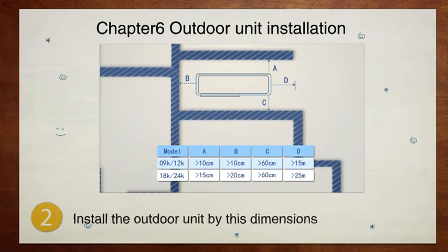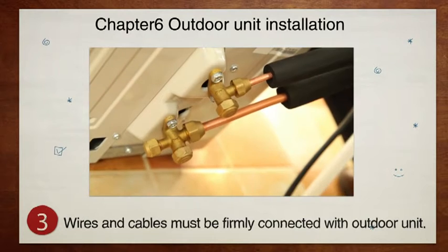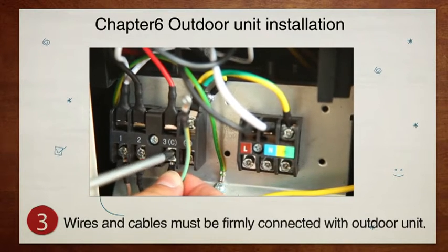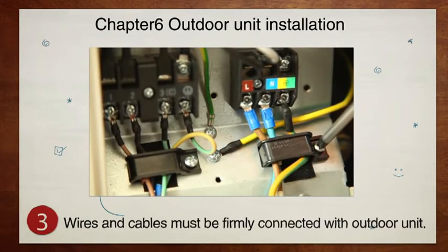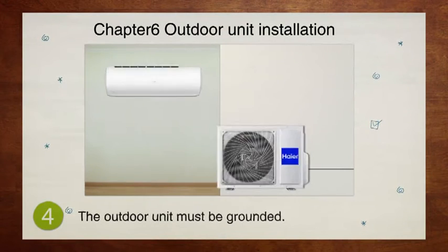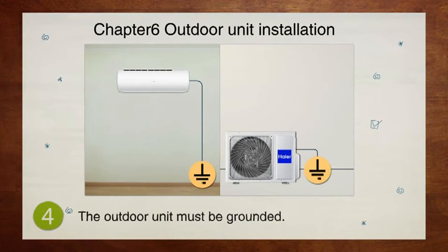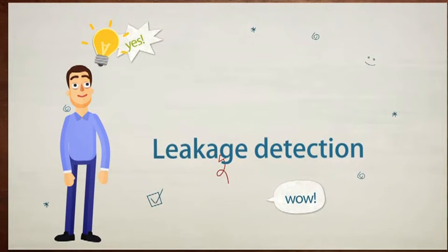Number 2. Install the outdoor unit by 2 dimensions. Number 3. Wires and cables must be firmly connected with outdoor unit. Number 4. The outdoor unit must be grounded. Chapter 7. Leakage detection.